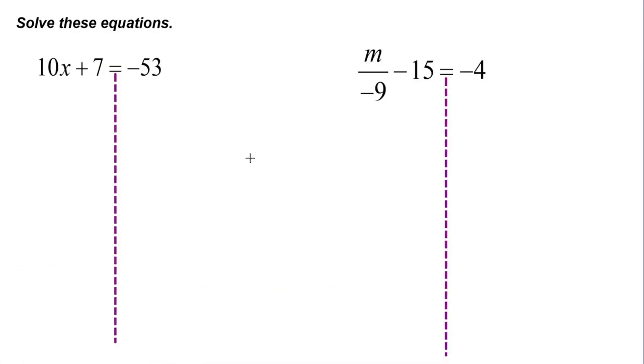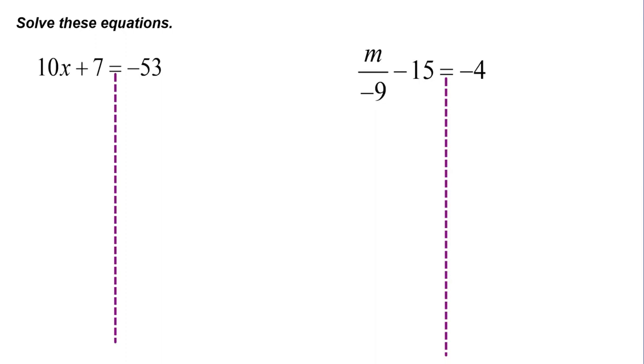So let's solve these equations. 10x plus 7 equals negative 53. I drew my line down here already so that I have my equation divided into its two sides. So I'm looking at the side with the variable, and I have multiplication and I have addition. Well, the first thing I want to do is eliminate that addition or undo the addition.